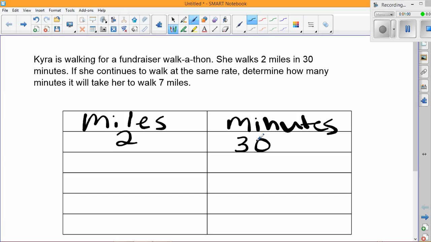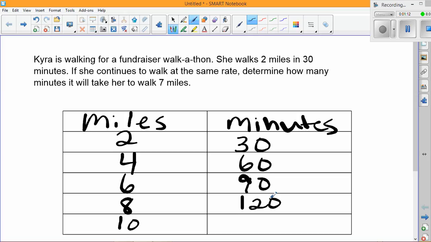Now we can create a ratio table using our additive method. 2, 4, 6, 8, 10, and then 30, 60, 90, 120, and 150. Now, with the ratio table, what I've taught you to do is to figure out how do I get from miles to minutes? How do I get from the first row to the second row? And what you do is you identify a number that I can multiply by 2 to get me to 30, which is 15 in this case, because 2 times 15 is 30.